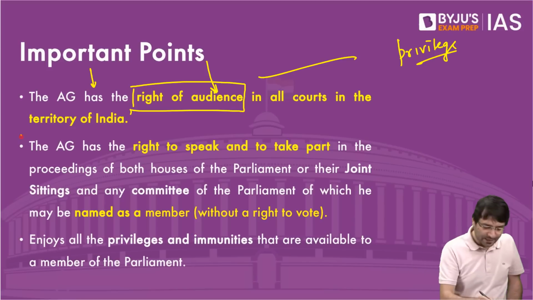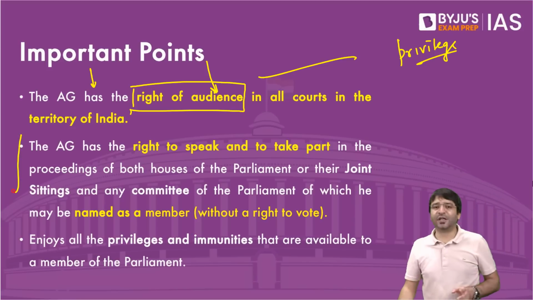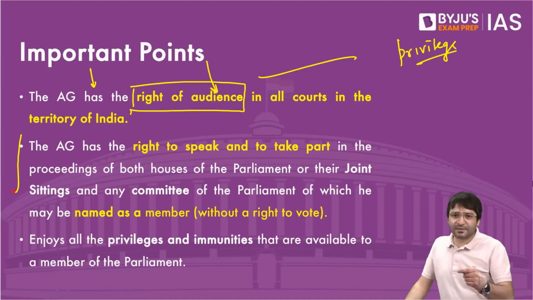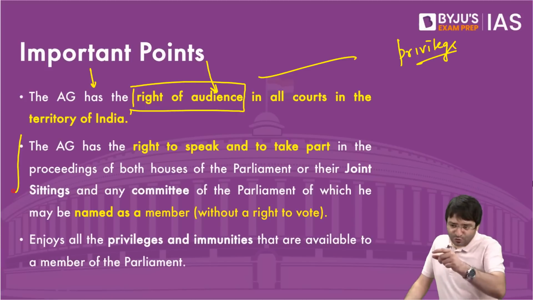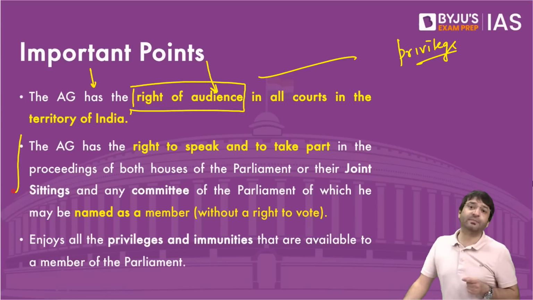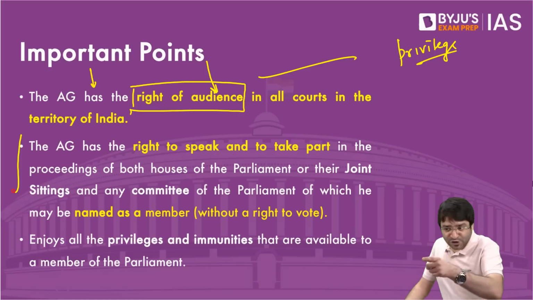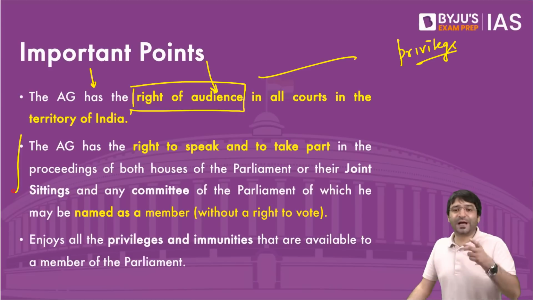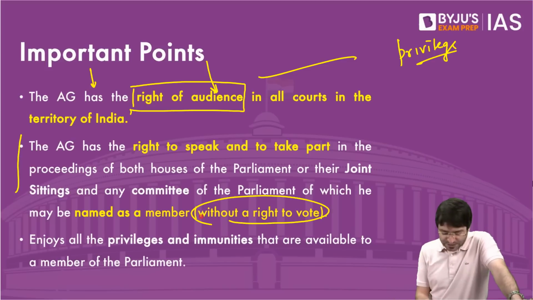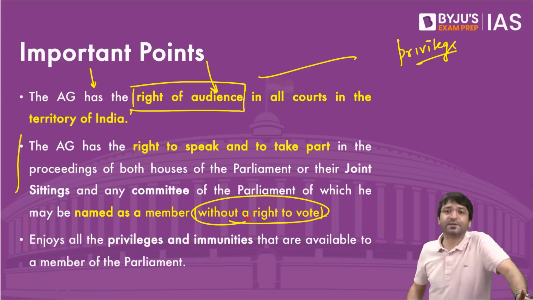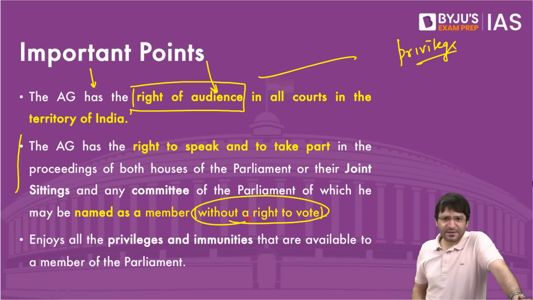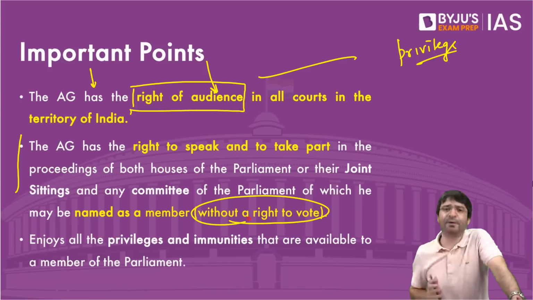Similarly, the Attorney General has the right, has a privilege, to come and attend the proceedings of the Parliament, to sit in the Parliament, to speak in the Parliament, to become a member of any parliamentary committee as well, except he does not have a right to vote. Why? Because he's not a member of the Parliament. But the privilege is there despite the fact that you are not a member of the Parliament.